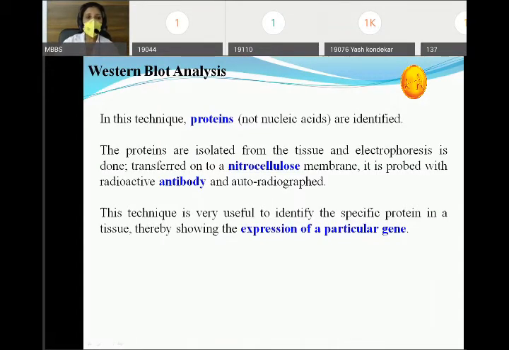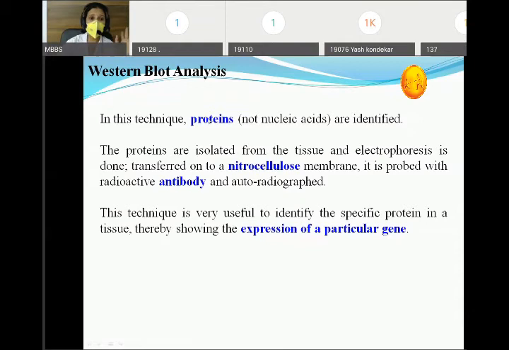Then last is Western blot analysis. We have seen Southern, Northern, and the Western. Western is done for the identification of proteins. So it is a technique where proteins are identified; nucleic acids are not identified with Western blot techniques. And again, the Western blot technique is the confirmatory analysis for HIV infection.